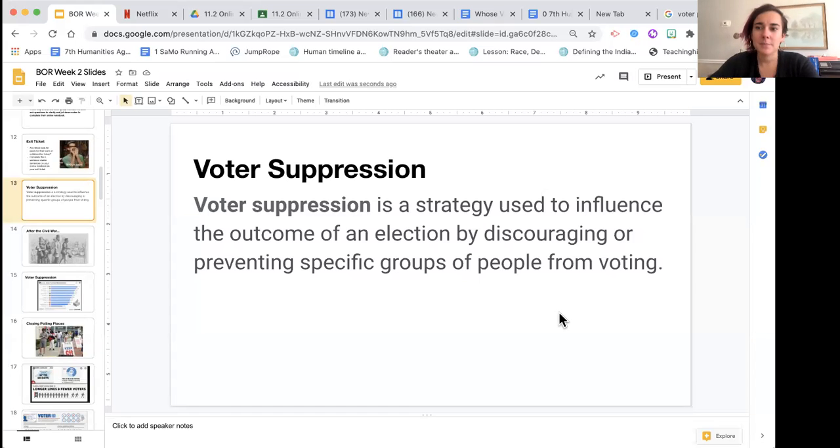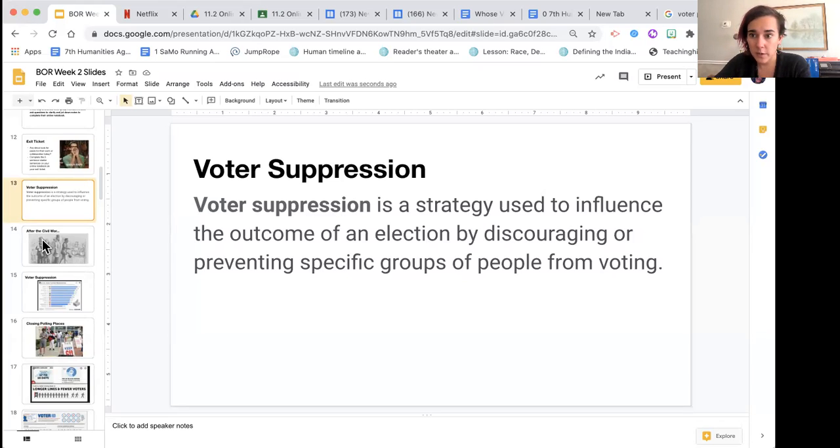Hey y'all. So we're going to talk about voter suppression. Voter suppression is a broad category of things, or strategies, used to influence the outcome of an election by trying to keep some people from voting, trying to keep fewer people voting. Often voter suppression targets specific groups. And we'll see, especially in the history of voter suppression, that's often African American people.